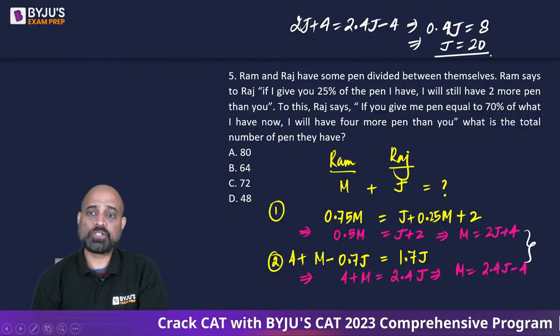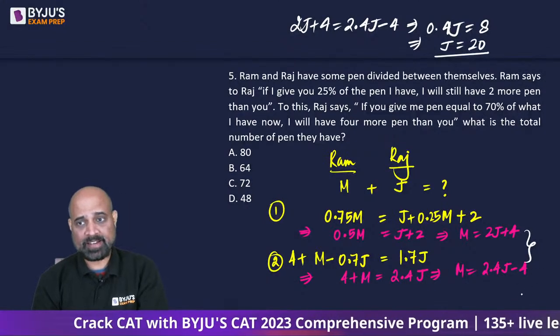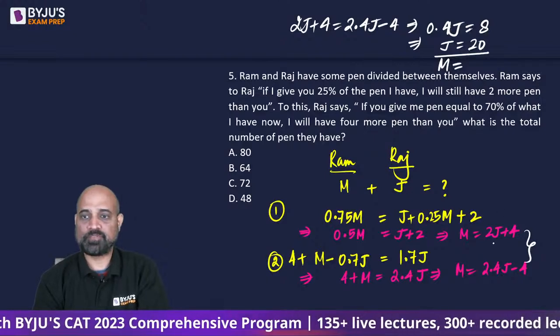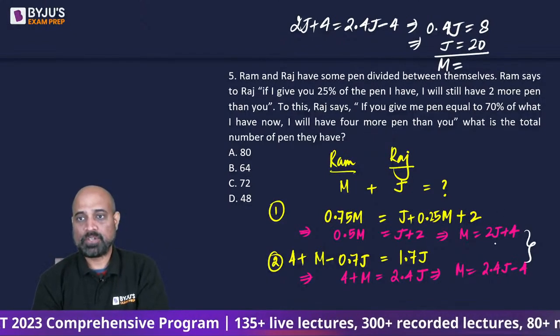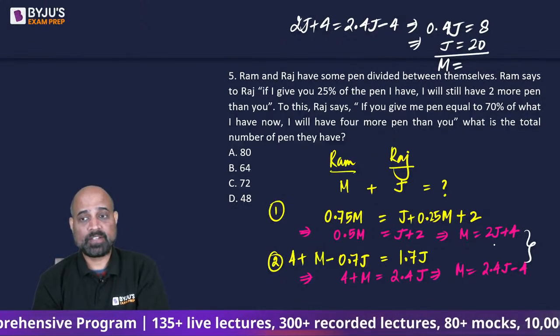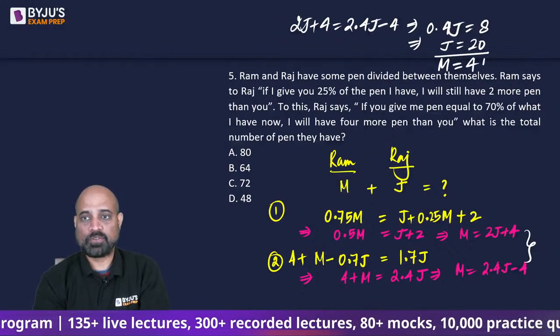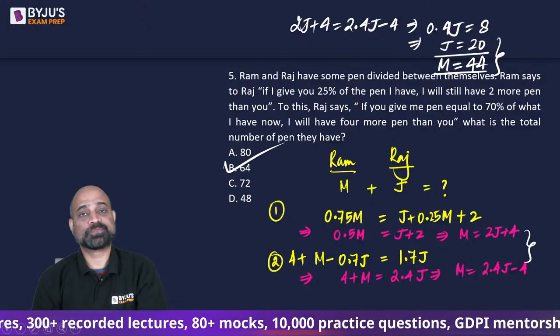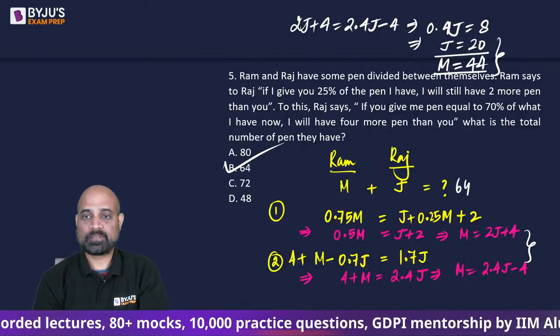If J is equal to 20, we can put it anywhere and get the value of M. If you find the value of M from here, we will have 2 into 20, 40 plus 4, 44. So the total number of pens they have with them is going to be 64, right?